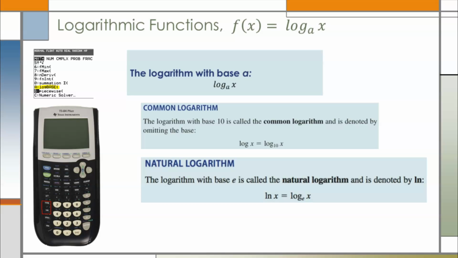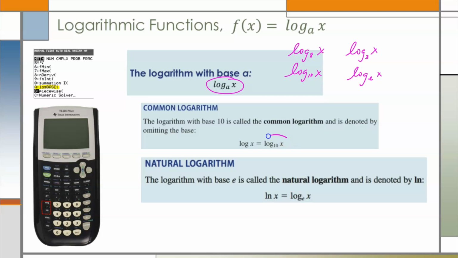Okay, here's what a logarithmic function looks like. We have log base a. Exponential was base a raised to the exponent. Here we have log base a of x. That's our notation for logarithmic functions. For example, we could have log base 8 of x, log base 10 of x, log base 3 of x, or log base e of x. Those are all example logarithmic functions.